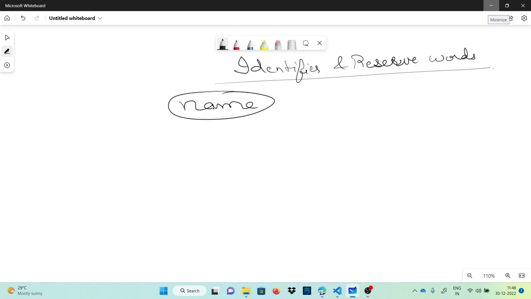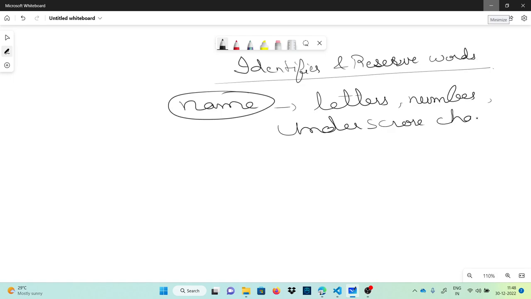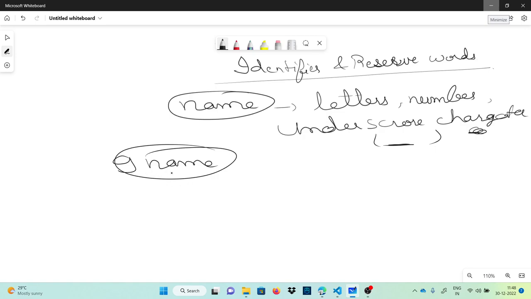Okay, an identifier can include letters, numbers, and underscore also. Underscore character also. So what is that character? That is this underscore character, not minus character. So don't include minus, this is underscore. It should always start with non-numeric characters. So if you do it with a numeric start, it is not entertained inside Python.